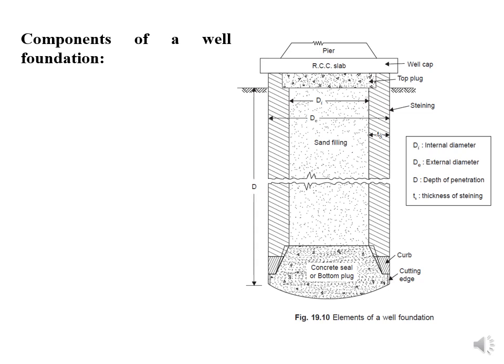You can see the curb. The curb is provided between the steining and the cutting edge. The cutting edge is also given here, so that the cutting edge facilitates the movement of the well foundation inside the earth, below the river bed. You can see here di is the internal diameter of the well, de is the external diameter of the well, capital D is the depth of penetration from the river bed, and ts is the thickness of steining.